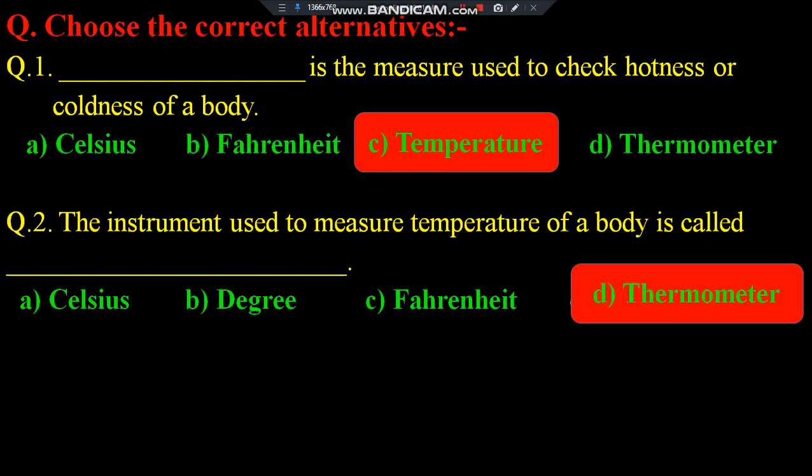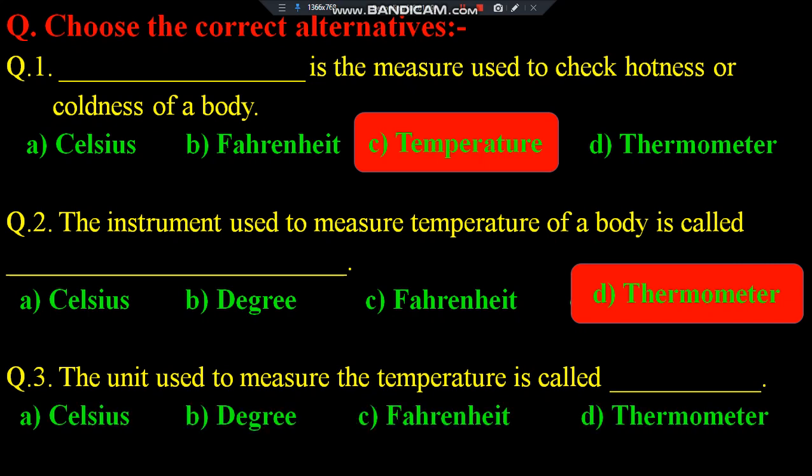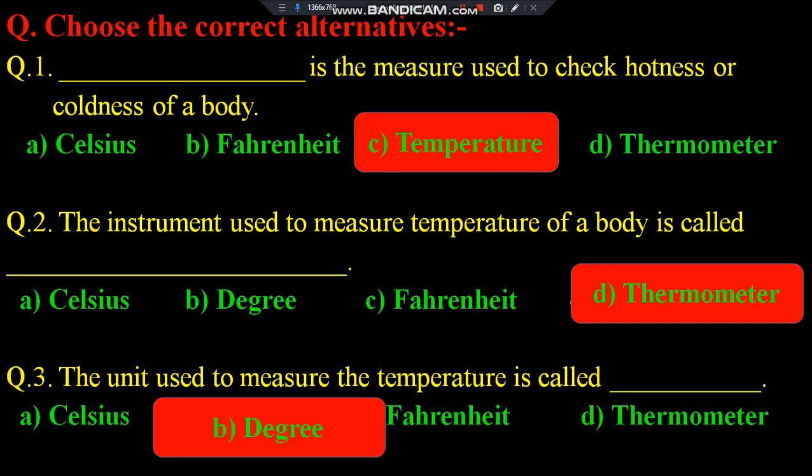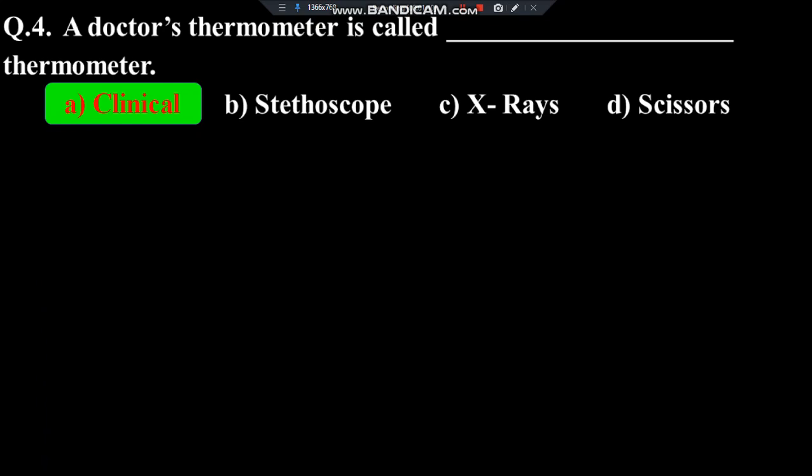Thermometer. Correct. Then the unit used to measure temperature is called. Okay, when we have fever or when we check temperature, what do we use? Our temperature is 98 degree or 100 degree. So degree is a measure of temperature. The unit to measure temperature is degree. Then a doctor's thermometer is called. Doctor is in clinic, so his thermometer is called a clinical thermometer.